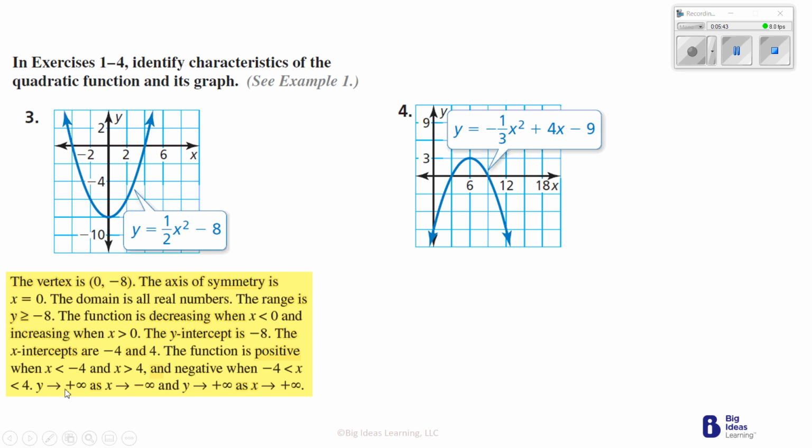And like I said, as x goes to positive infinity, y will go to positive infinity, whether x is going to negative or positive infinity. All right, number 4 is yours to do.